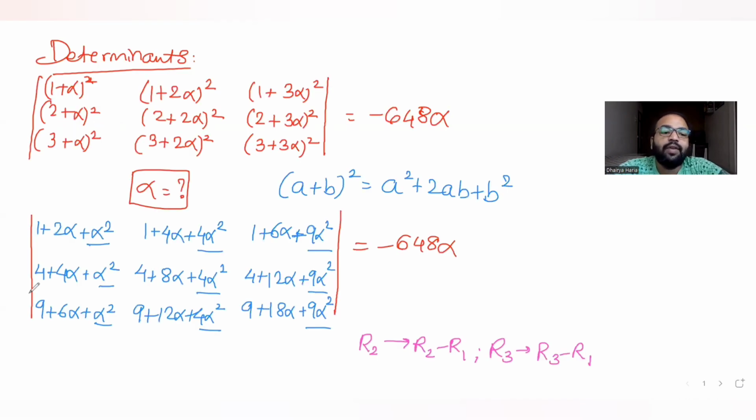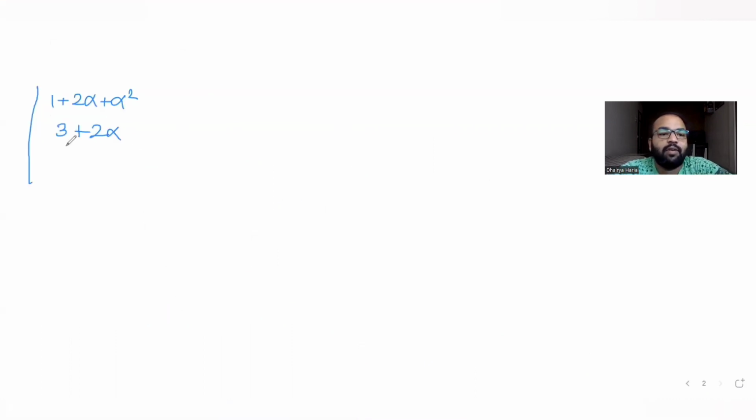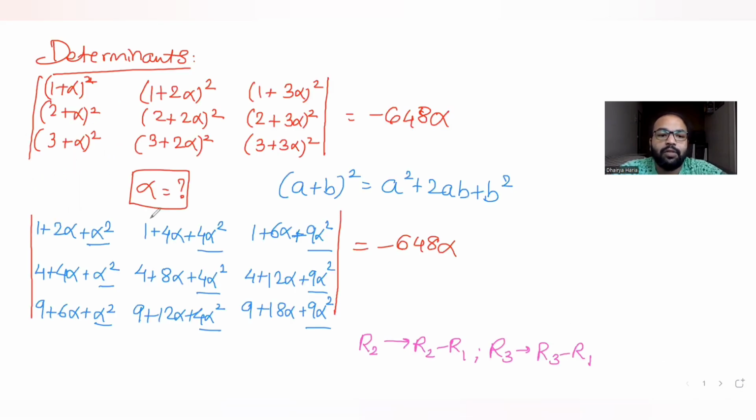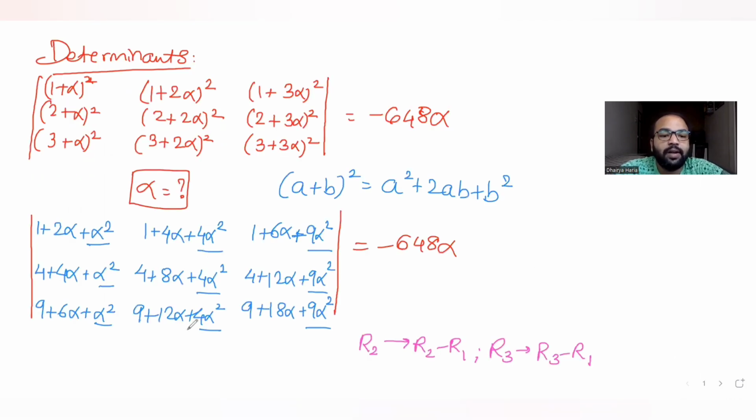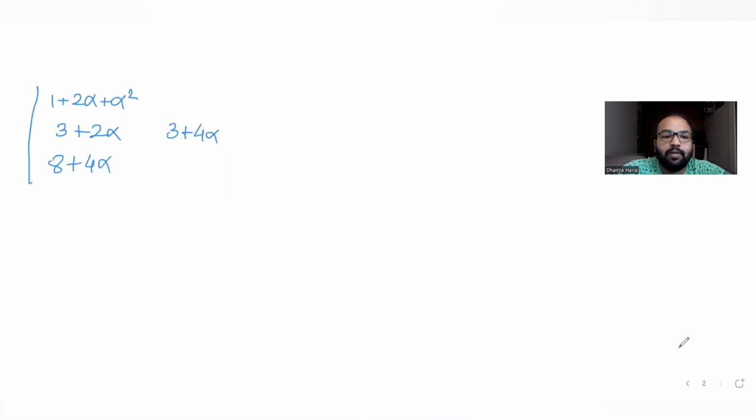Next, we have here 9 minus 1, so 8. And this becomes 4 alpha. This again gets cancelled. So you get 8 plus 4 alpha. Now further, same thing here. So 4 minus 1 is again 3. 8 alpha minus 4 alpha is now 4 alpha. So you get 3 plus 4 alpha, and 4 alpha square gets cancelled. 9 minus 1 is again 8, and 12 minus 4 is again 8 alpha. So you get 8 plus 8 alpha.